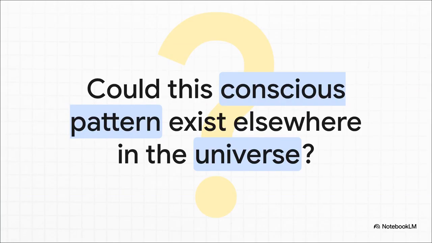And that leaves us with one last really big question to chew on. If consciousness isn't some kind of special magic that only happens in brains, but instead it's something that just emerges from this universal pattern of fractals and chaos, well then, where else in the universe could that pattern exist? It kind of suggests that awareness might be a fundamental feature of complexity itself, something that's literally woven into the geometry of the cosmos.